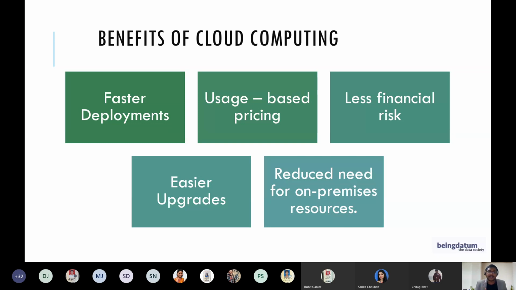Similarly, for on premises, you need the hardware, which means you need storage to store the servers and all. Okay.